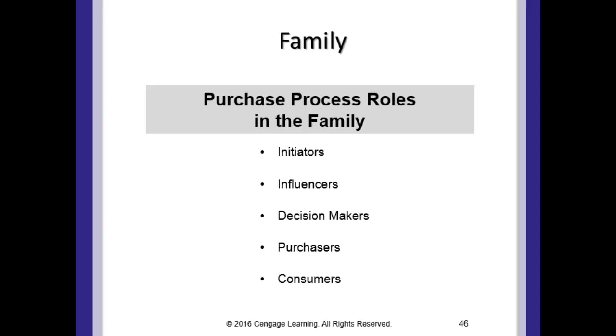Now you have initiators, who are the ones who suggest the start of the purchase process. They kind of get the ball rolling a little bit. Influencers are those members of the family whose opinions are valued, especially more so than others. Decision makers are the ones who actually make the decision to buy or to not buy a product. The purchaser is the one who will pay for the product, and the consumer is the one who uses the product. A lot of times marketers will consider children to have the greatest influence over a purchase decision, depending upon what it is, of course.